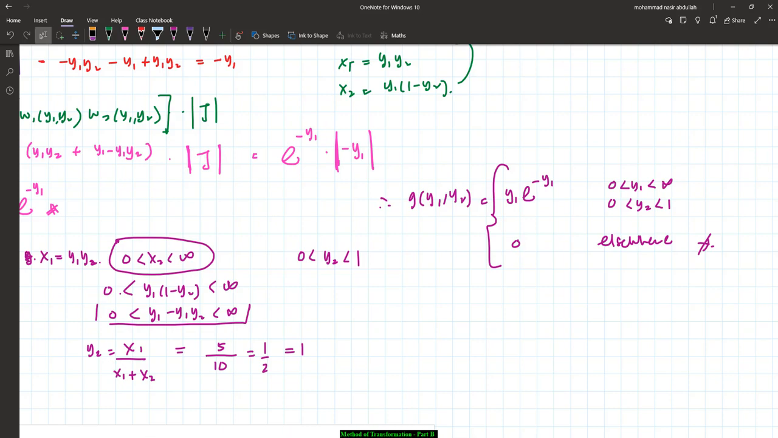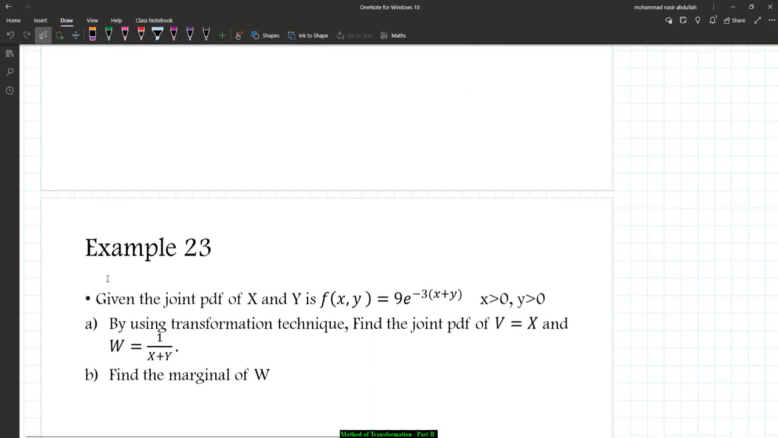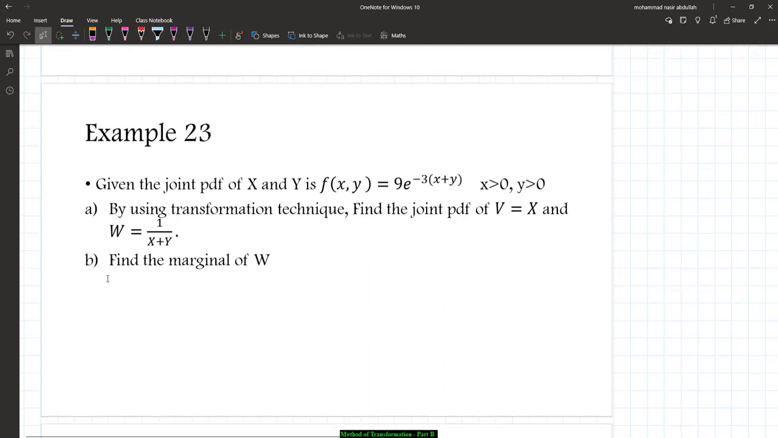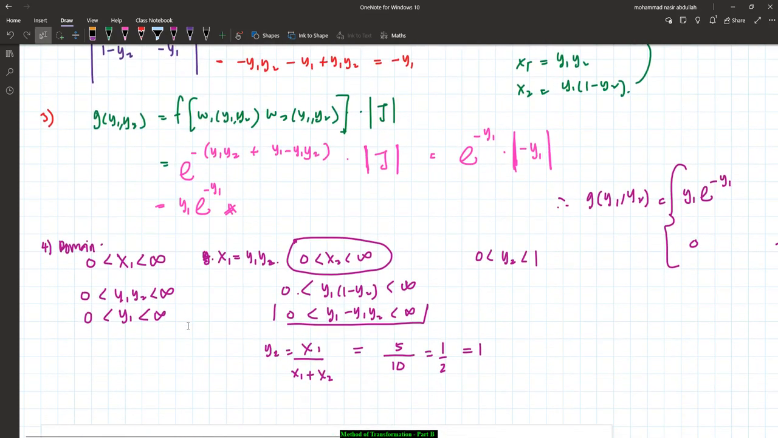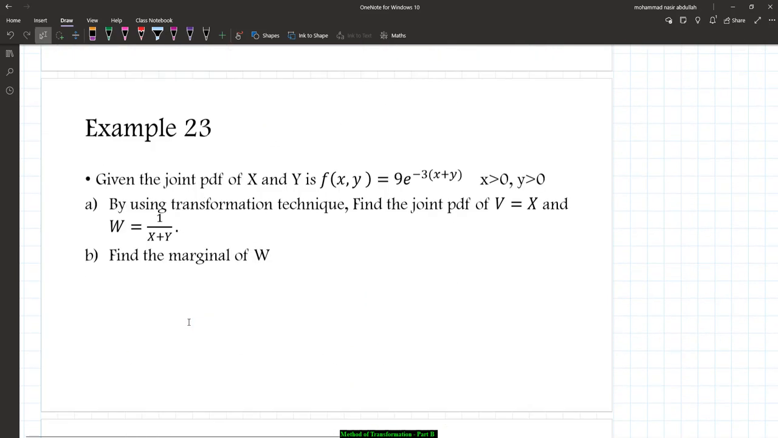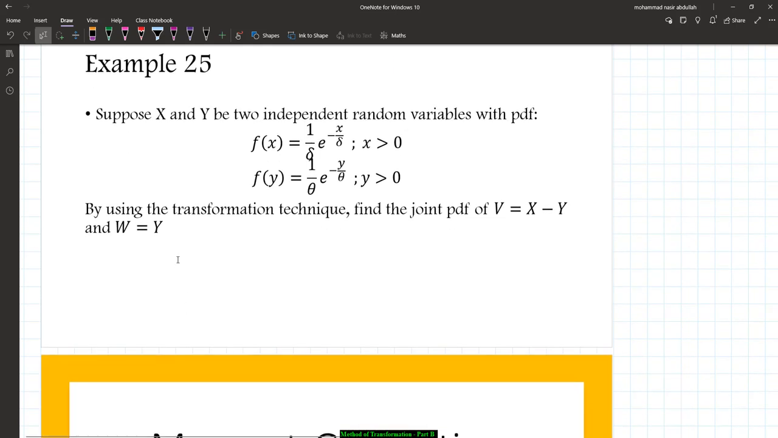Right, so next example number 22. I think you can do it by yourself, right? This is a simple example. Sama straightforward saja, benda yang sama. Example number 23, you can also do it by yourself. But don't forget, kat sini dia tanya satu lagi soalan. Find the PDF of Y2. So you need to find the marginal PDF of Y2 lah. So we integrate with respect to Y1. So example number 24, also a simple example, straightforward lah.